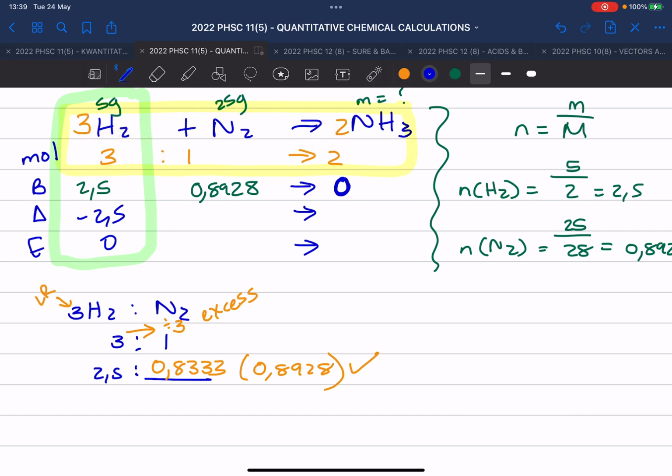Okay, so here we're going to say minus 0.8333333, and that gives you 0.06. No. Yes? No. 5. What does it give you?